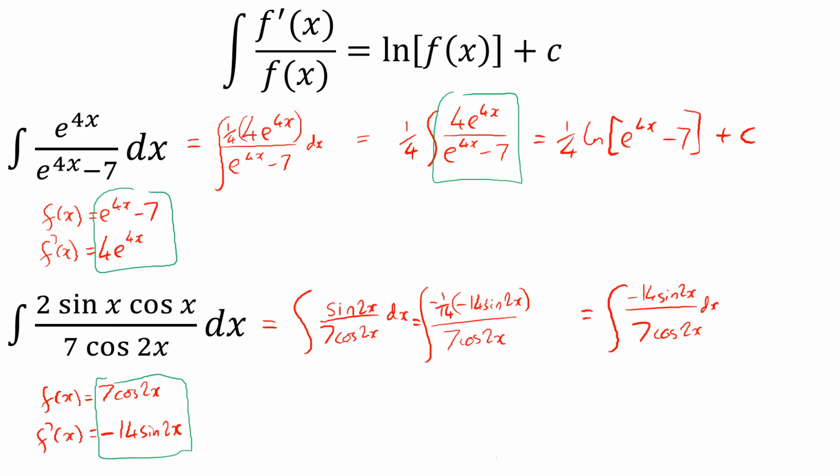And then that's a chain that works, because sin 2x is equal to minus a 14th of minus 14 sin 2x. And then we can take out that minus 14th and stick it at the front. So we'll end up with a final answer of minus 1/14 ln of 7 cos 2x plus c. Cool.